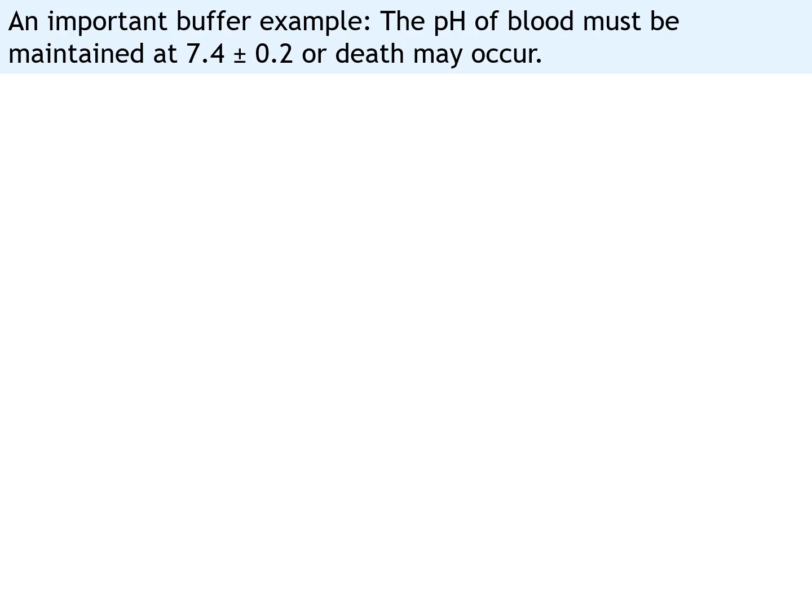So an important buffer example takes place in the human body. The pH of blood must be maintained at 7.4 plus or minus 0.2 pH units, or death may occur. So that's a very small pH range. So you actually need a combination of buffers in order for this to work.